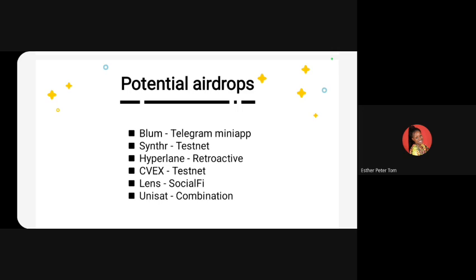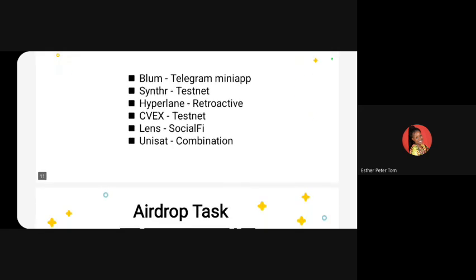And I will drop the links to all of these airdrops in the description, in the comments, so in the chat, so that you can visit them. So Hyperlane, I mentioned earlier, is retroactive. So they may have an airdrop, although it's not announced yet. This one requires real funds. Then there is CVEX. CVEX is in testnet phase.